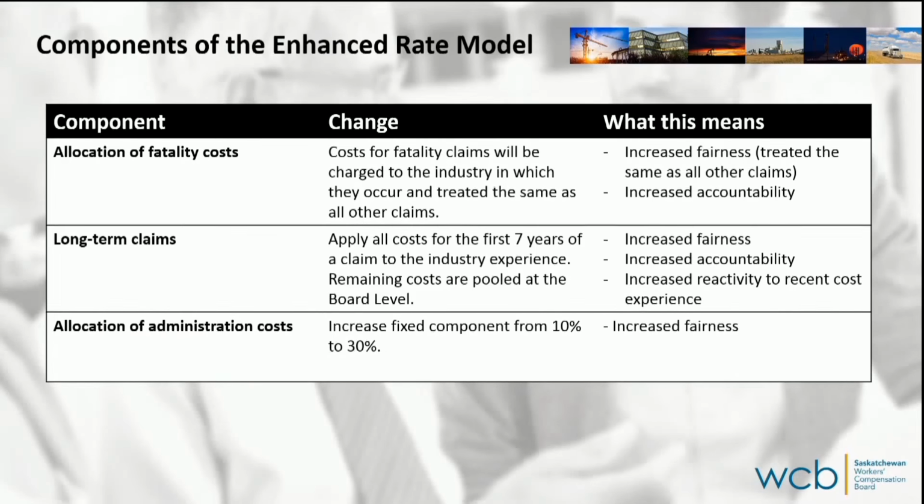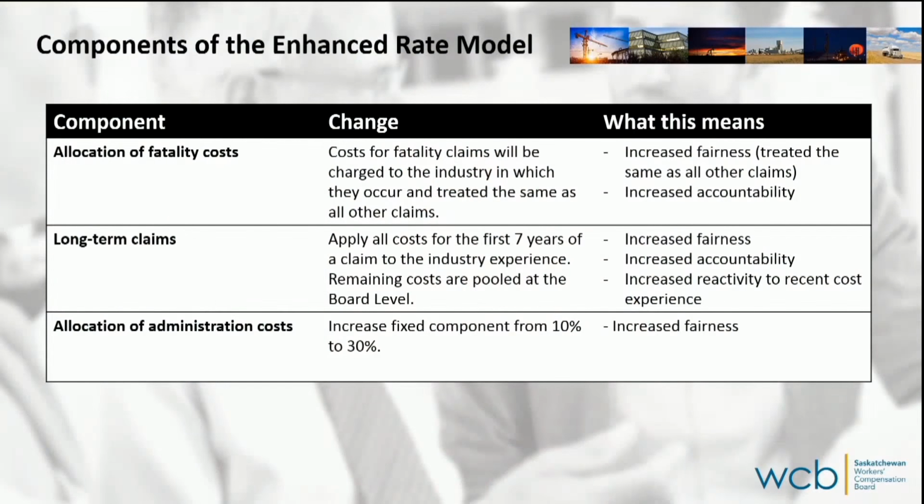The change is it applies all costs for the first 7 years of a claim to the industry experience. Remaining costs are pooled at the board level and allocated back to industries based on the industry's proportion of costs. What this means is it's increased reactivity by putting emphasis on a rate code's most recent experience, and it increases accountability to industries because for the most part you are being accountable for your most recent 7 years experience, and it increases collective liability for old claims costs. So those claims, any costs over the first 7 years.